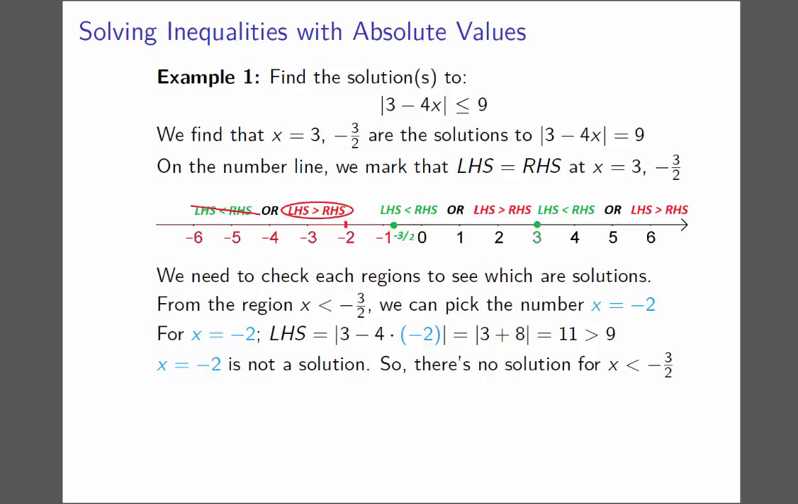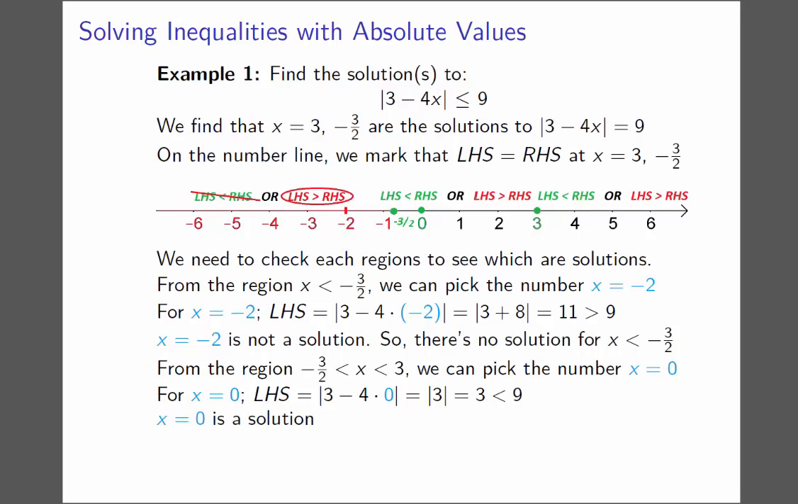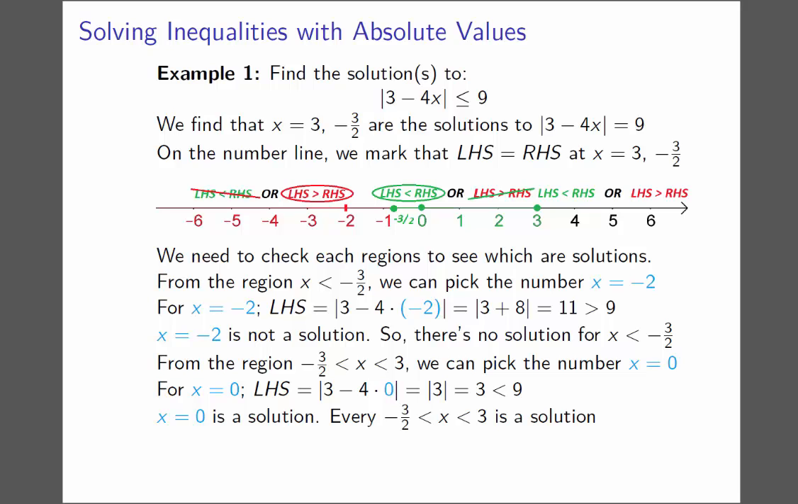For the next region, x between negative 3 halves and 3, we can pick the number 0. For x equals 0, we can compute the left-hand side as the absolute value of 3 minus 4 times 0, which is the absolute value of 3, which is 3. This is less than 9. So x equals 0 is a solution. And since it's all or nothing, and we know that x equals 0 is a solution, every value of x between negative 3 halves and 3 is a solution also.